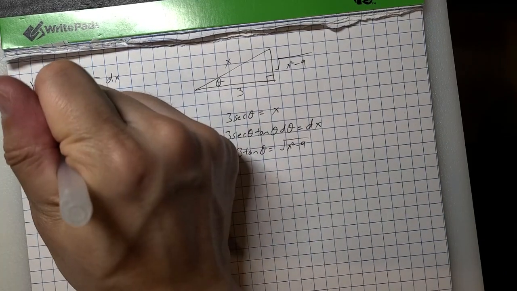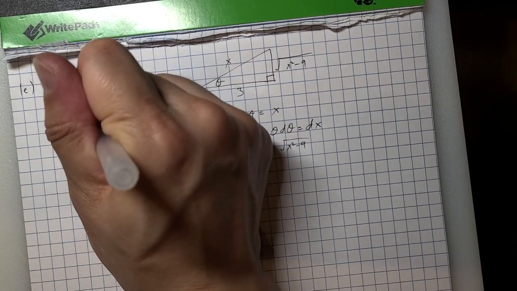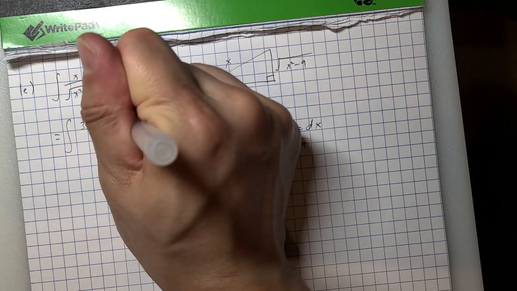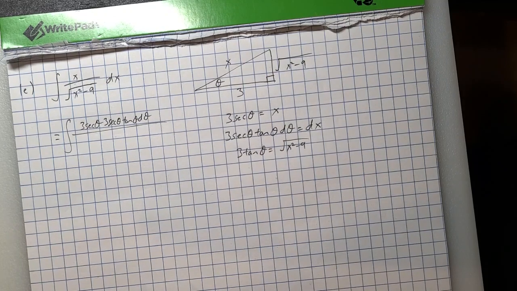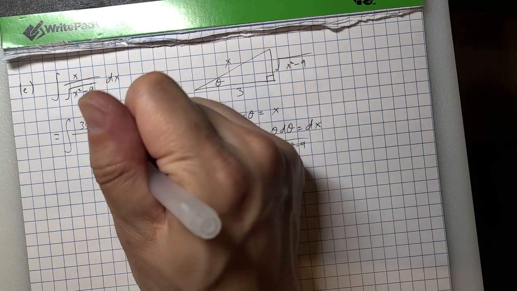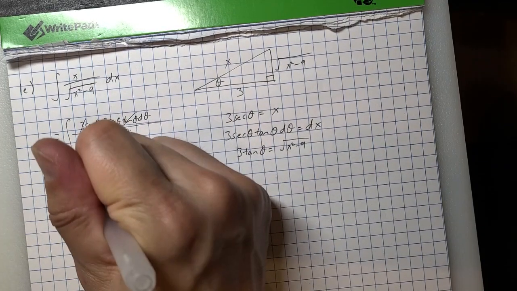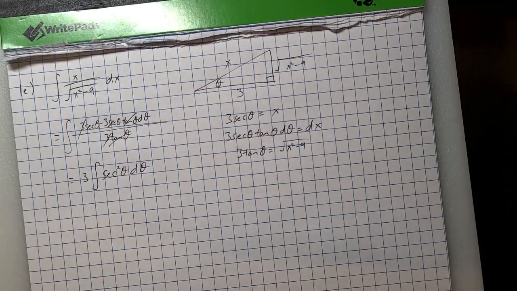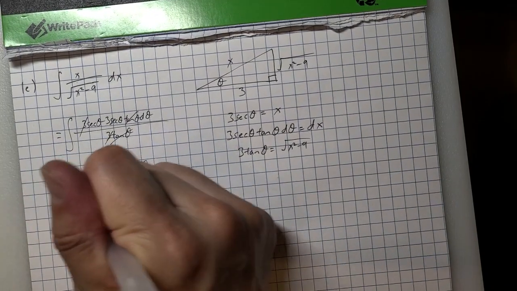So let's substitute everything in this integral in terms of theta. x we said is 3 secant theta. dx is 3 secant tangent d theta. And then on the bottom we have 3 tangent theta. The tangents can cancel, and one of the 3's can cancel. So we simplified the integral to 3 secant squared theta d theta. That's easy. The integral of secant squared is just tangent.